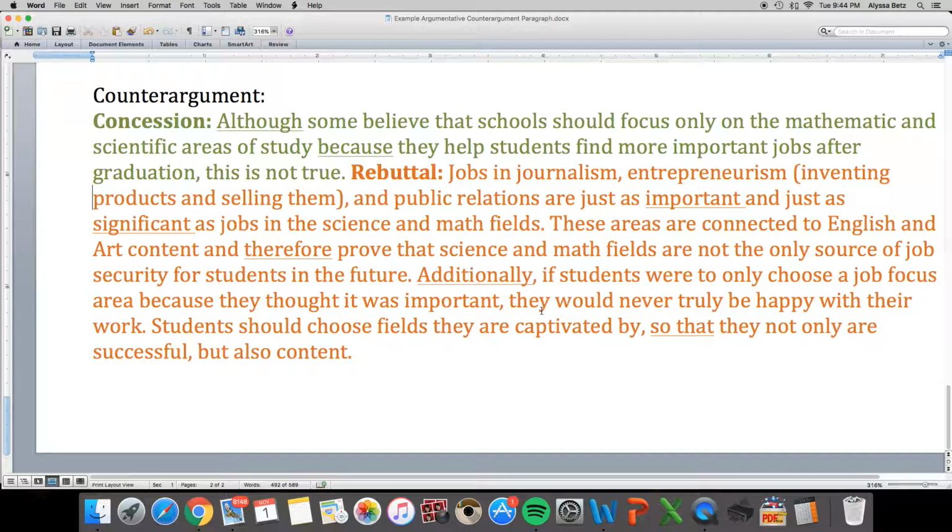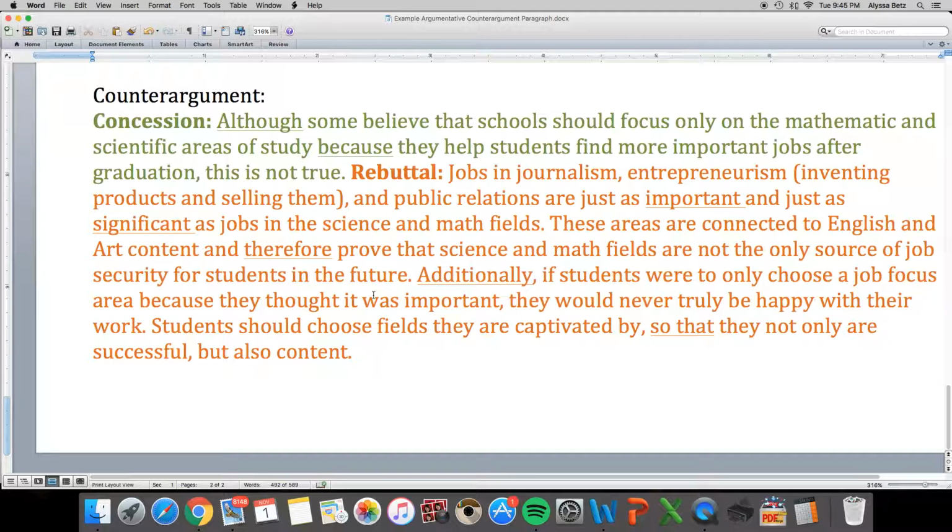Additionally, I'm building on my point here, so this is creating cohesion. I have a transitional word. Additionally, if students were to only choose a job focus area because they thought it was important, they would never truly be happy with their work. Students should choose fields they are captivated by so that they are not only successful but also content. Okay, so I am using transitional words. I am using synonyms, important, significant. I'm repeating these ideas to create some cohesion, and I'm tying it back to the ideas that I myself have been presenting in my thesis statement.